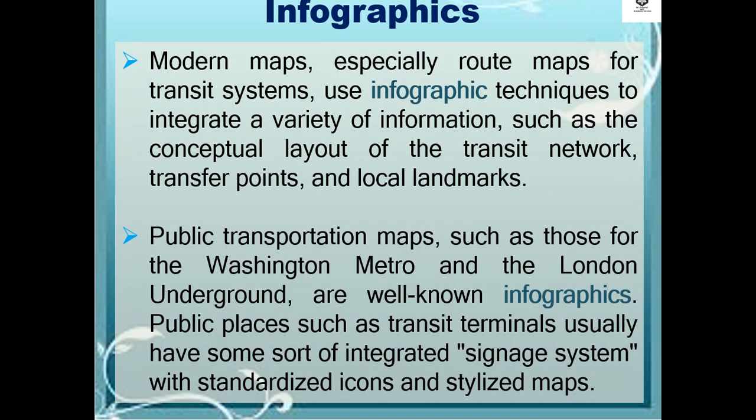Modern maps, especially route maps for transit systems, use infographic techniques to integrate a variety of information, such as the conceptual layout of the transit network, transfer points, and local landmarks. Public transportation maps, such as those for the Washington Metro and the London Underground, are well-known infographics. Public places, such as transit terminals, usually have some sort of integrated signage system with standardized icons and stylized maps.